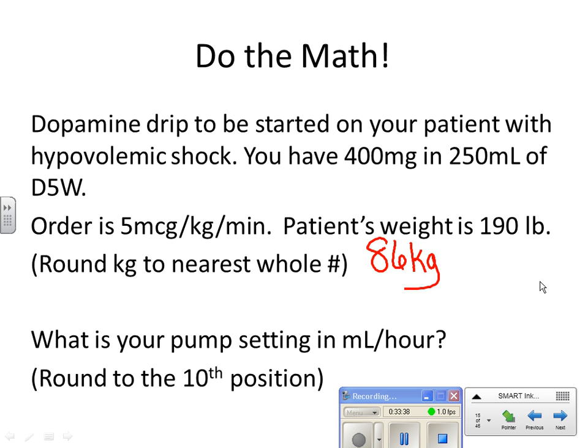Okay, so now what do we have to do? We have to convert micrograms per minute to micrograms per hour, right? Because the pump has to be set at milliliters per hour. So we can do that conversion. So if we have 5 micrograms per minute, how many micrograms per hour is that? 5 times 60? 300. Okay, 300 micrograms per hour.